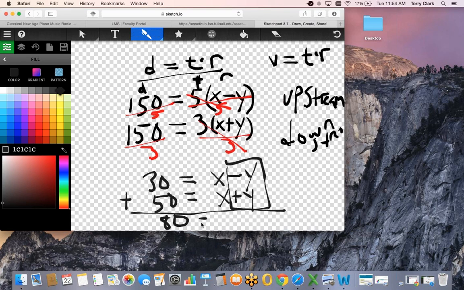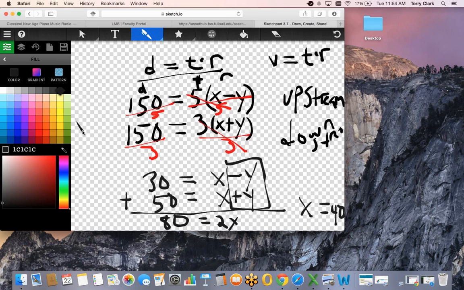And then that's going to give me 2x. And then I now know that x is equal to 40, because if I divide both sides by 2, I come up with 40. Or I can just say 40 times 2 is 80. Now, I can take that 40 and plug it into either problem. If I plug it into the first one, 40 minus 10 will give me 30. And 40 plus 10 will give me 50.